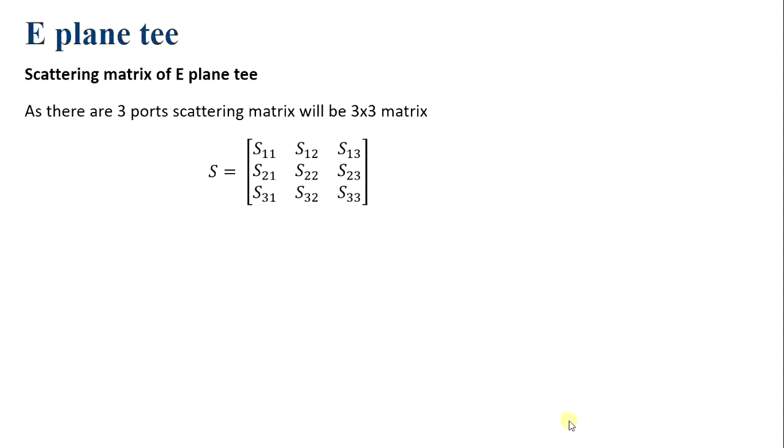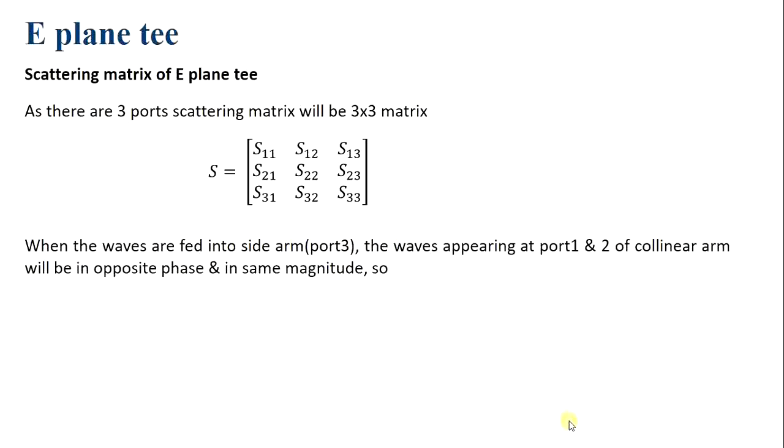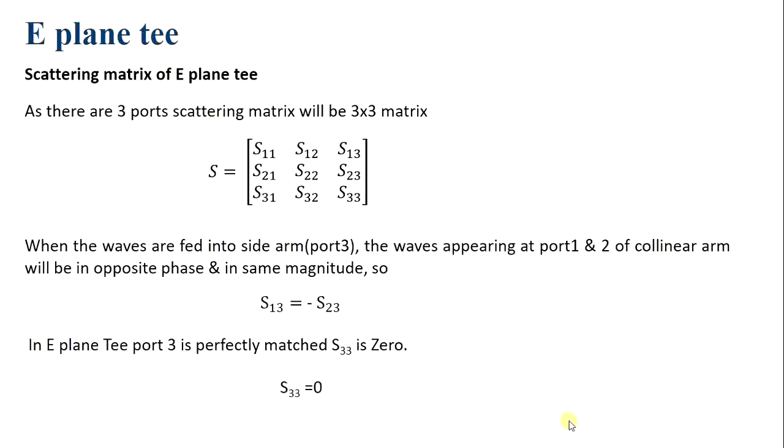So, moving on to the scattering matrix derivation of E plane T. As we know, this is a 3-port device, so we will have a scattering matrix of order n by n, that is a 3 by 3 matrix, which will be given as follows. When waves are fed into the side arm, that is port 3, we know the waves will appear at port 1 and port 2 of the collinear arm, in opposite phase and with the same magnitude. So we can write S13 is equal to minus S23. In E-plane T, port 3 is perfectly matched, so S33 is equal to 0.